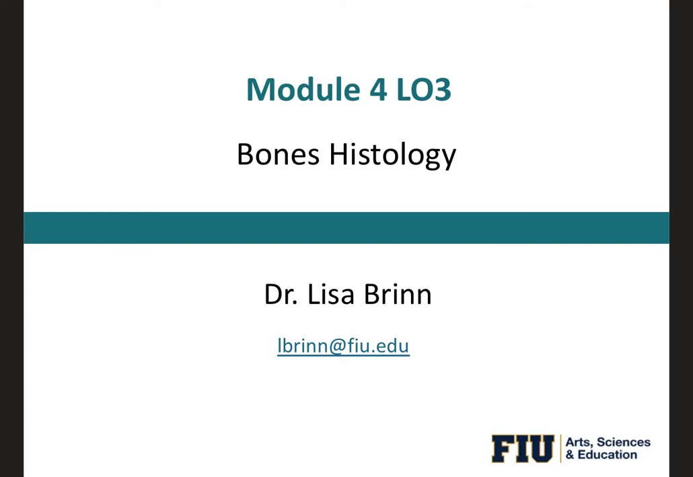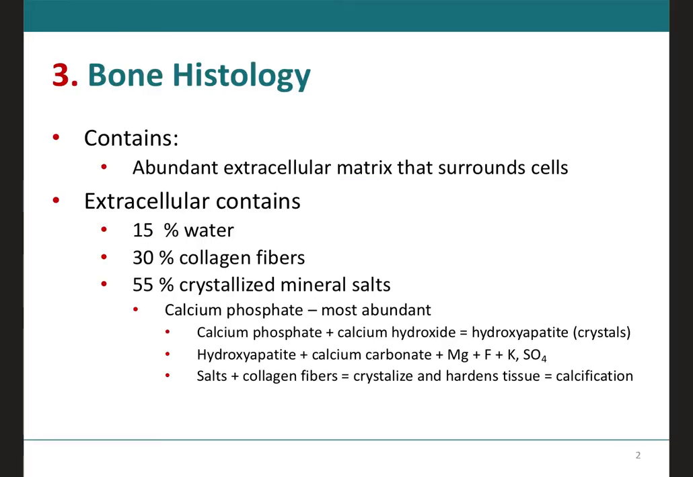Learning outcome number 3 for Module 4, we're going to be covering the bone histology. Just like any other tissue, bone tissue will contain several cells that are going to be surrounded by an extracellular matrix. The cells in adult bone are for the most part osteocytes that will be surrounded by this extracellular matrix that is formed by water, collagen fibers, and crystallized mineral salts.